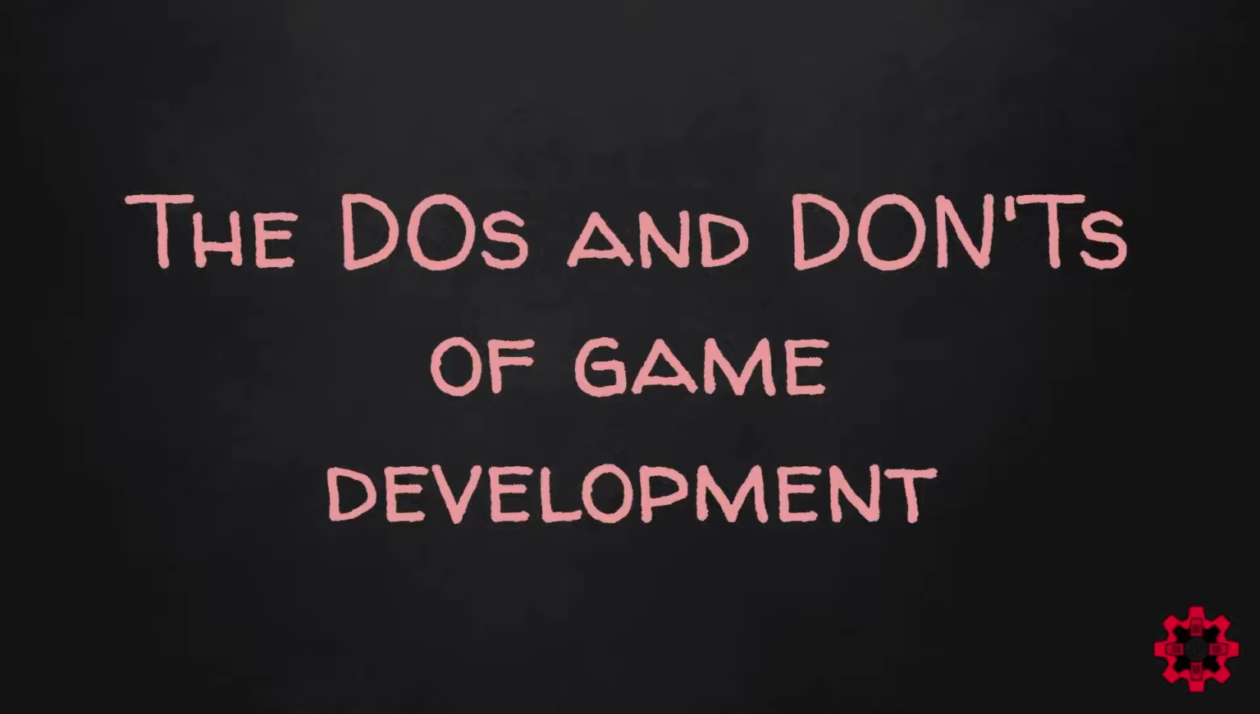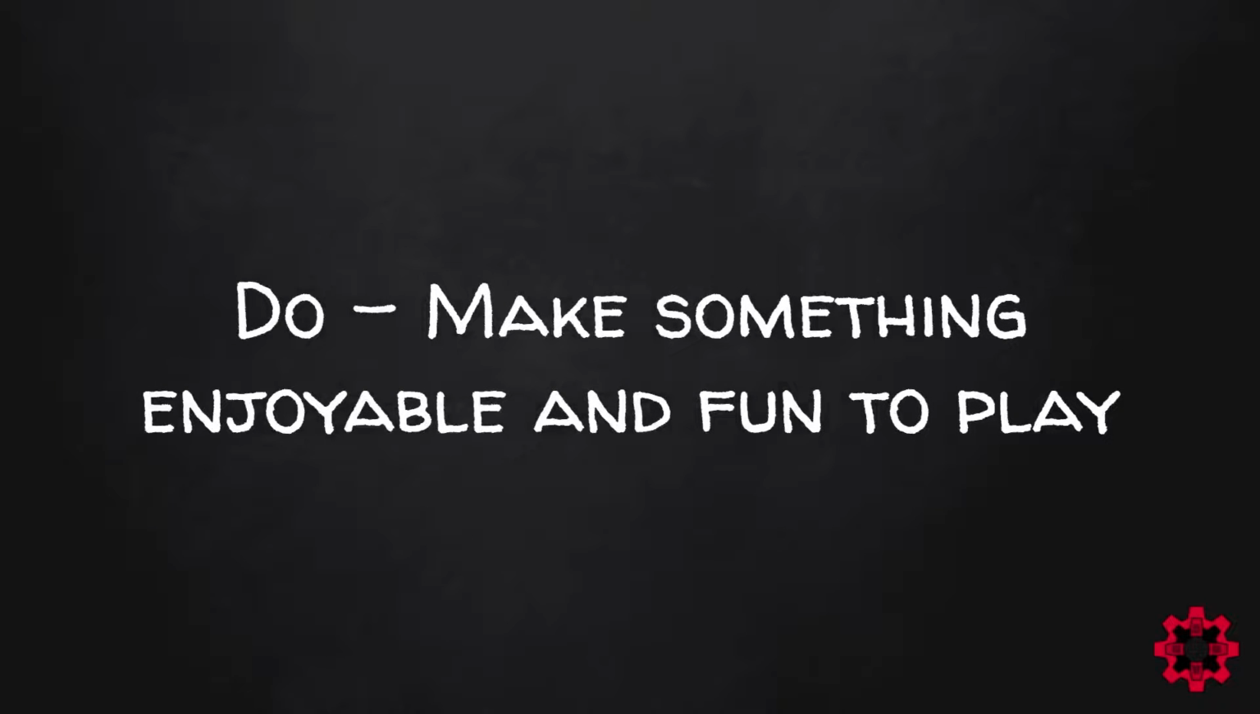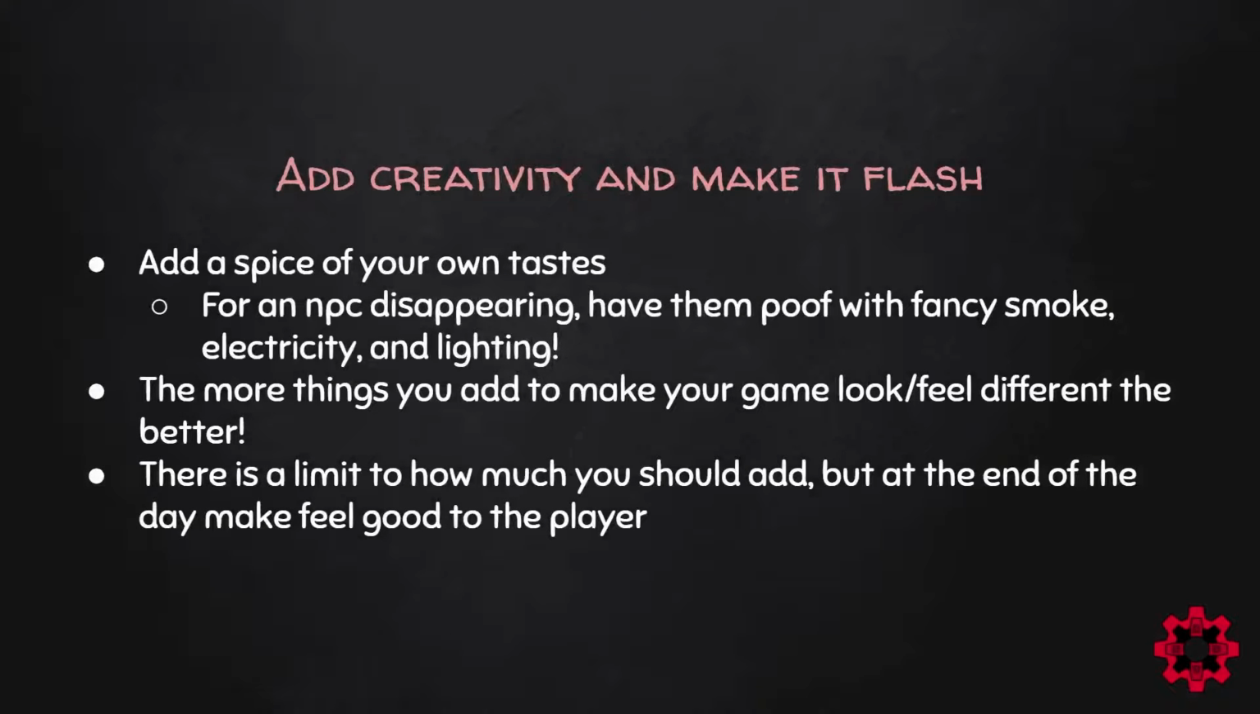So now that we have a good understanding of what a video game is specifically, here are some ideas that you want to take away when you're making your video game. So do make something enjoyable and fun to play. The first thing with this is that you want to add creativity and make it flashy, right? This is one of the best ways to make it enjoyable and a little bit more fun. When you're playing a game, you're not just playing a mechanic specifically, you're playing a mechanic that is padded up to feel nicer, right?